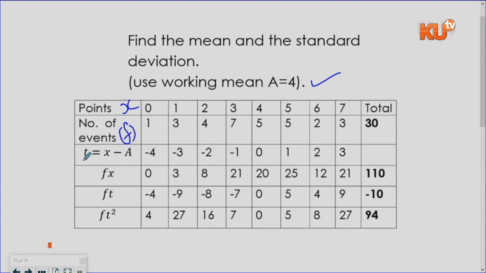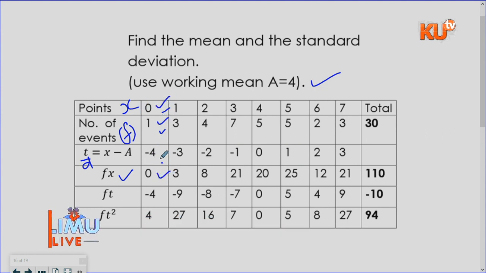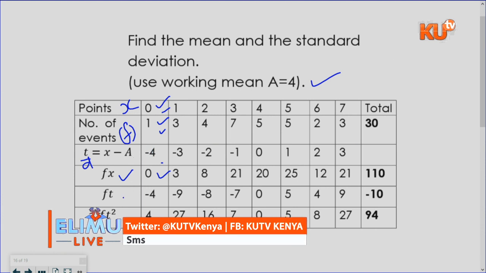So we look for T or D, whatever you want. T is X minus A. So we shall be saying 0 minus 4, you get that. 1 minus 4, you get that. All those, you get your T. Then you need Fx because of the mean. So you take 0 times 1, you get 0, like that. Then you take Ft. Ft means frequency, which is 1, times t, which is negative 4, you get negative 4.